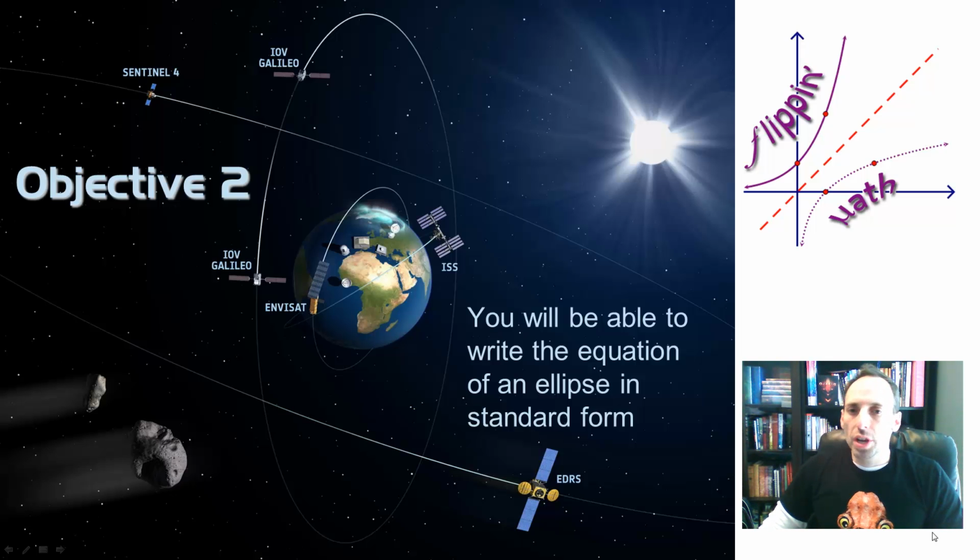Okay, here we are at objective 2. In this slide you can see there are pictures of orbits, and the orbits of celestial bodies trace out the path of an ellipse. So there's another application of an ellipse. We're going to be able to write the equation of an ellipse in standard form.